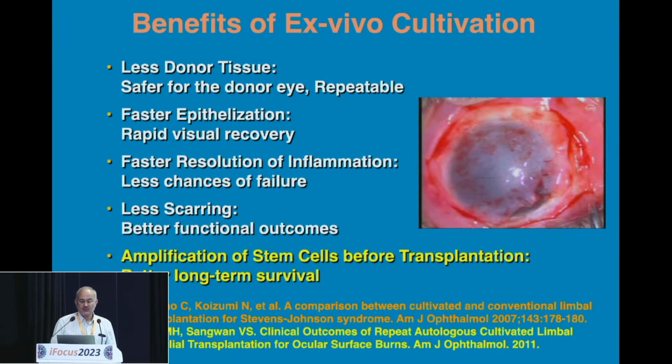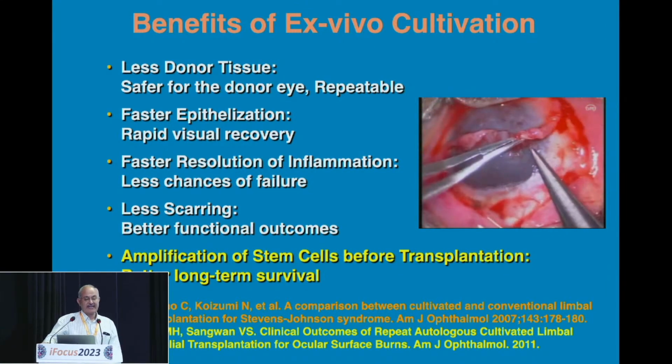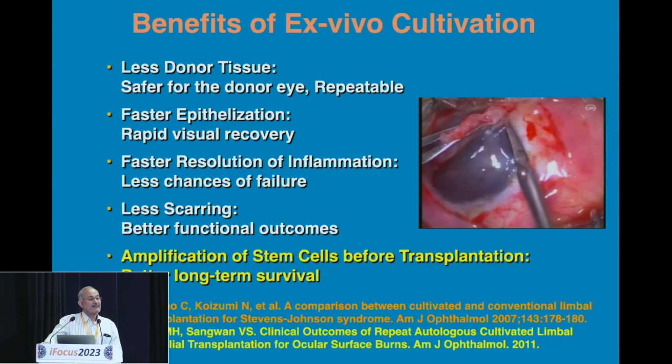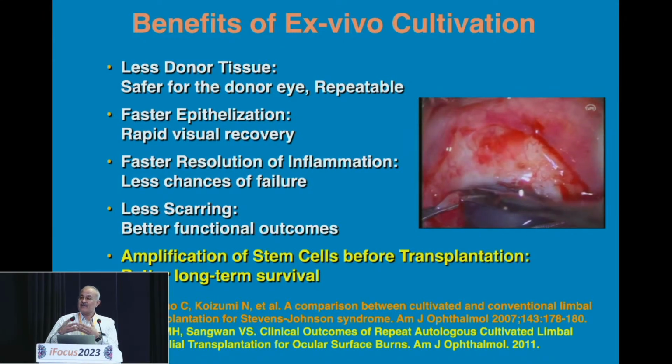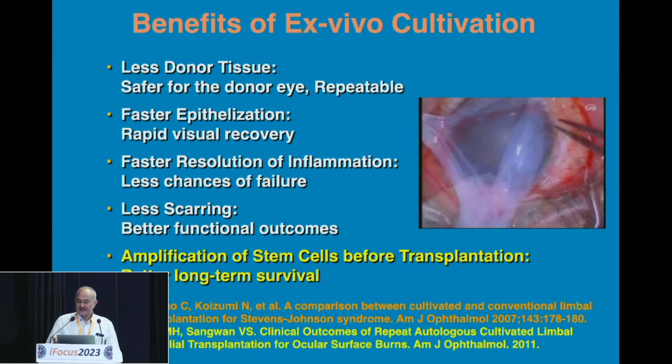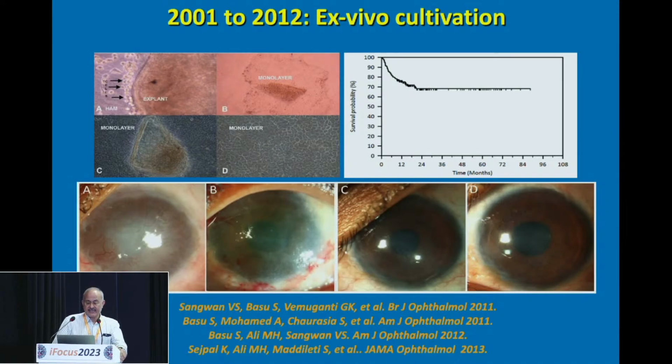The advantages of cultivation are listed here. You need less donor tissue, and there is no donor site complication. There is faster epithelialization, because you are already putting a sheet of epithelium, and then faster resolution of inflammation and less scarring. It also seems there is an amplification or multiplication of the stem cells, and therefore long-term survival. We published extensively, very large series in the peer-reviewed literature, with a success rate of 75%.